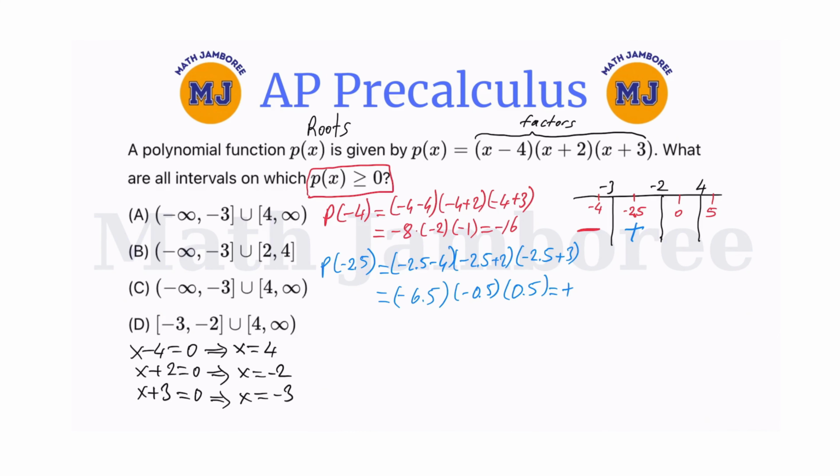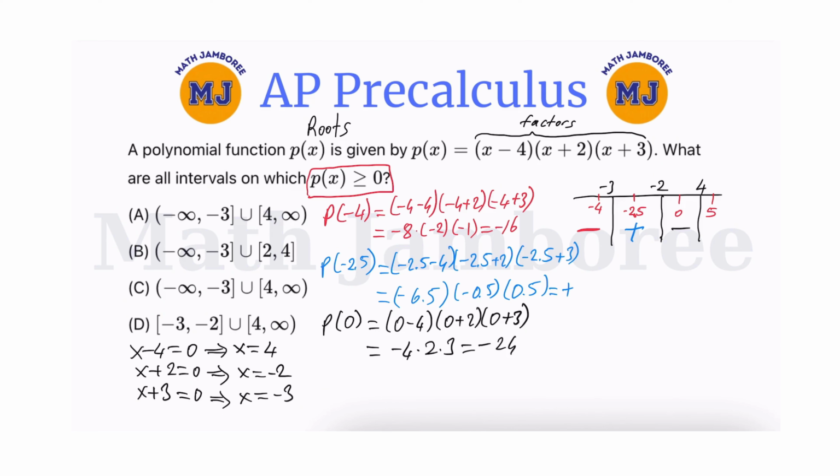And for the point p of 0, we will just substitute 0 for the x. Therefore, this becomes 0 minus 4, 0 plus 2, and 0 plus 3: negative 4 times 2 times 3. There is only one negative in these factors, so it's negative. Do you need to calculate it? You don't, but I'll just put it down for you.